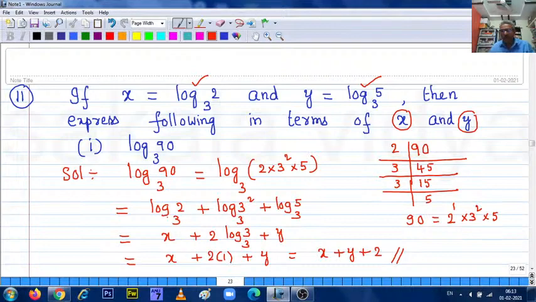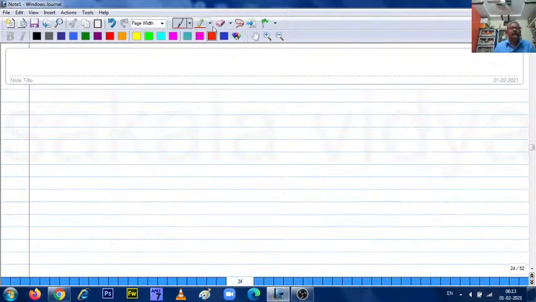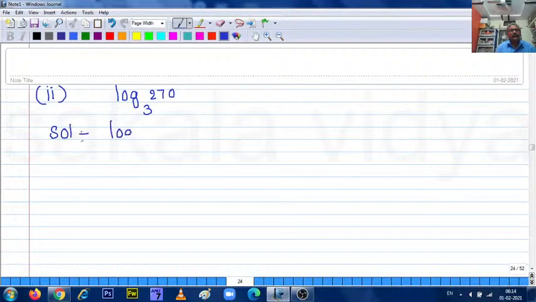Okay, second question. Shall I move to the next question? In 11th, second question. So now the second question. Now that is log 270 to the base 3. Now the solution. Log 270 to the base 3.